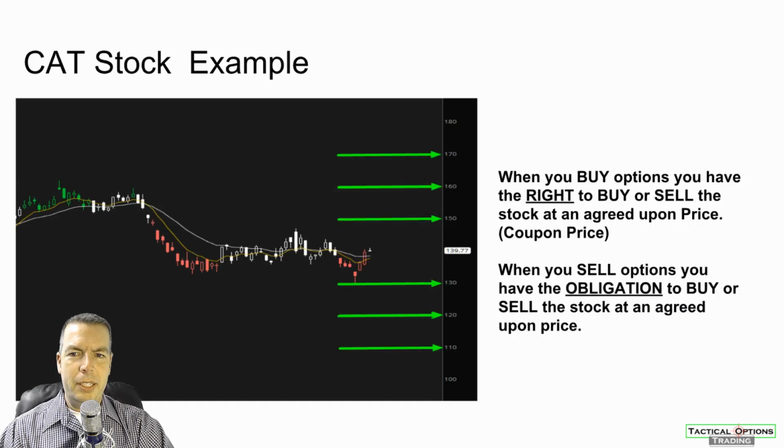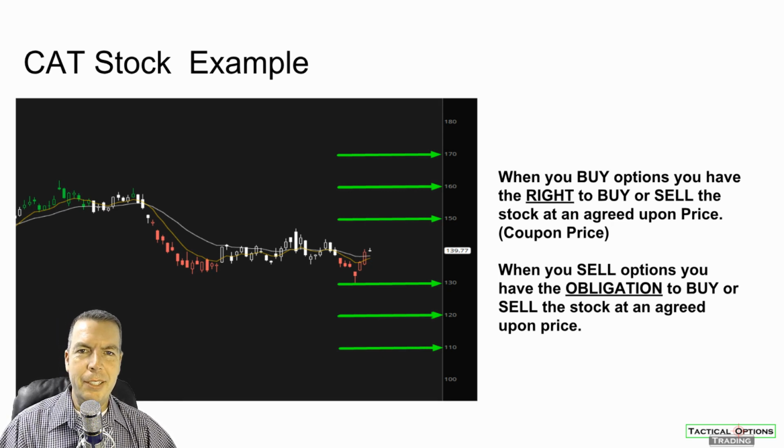Now if we take a look at the chart here of Caterpillar, you can see that those strike prices are basically just represented by prices in the stock, either at the market, above the market, or below the market. So let's talk about the differences of buying an option versus selling an option. When we use those strike prices, we can either be a seller of that option, or we can be a buyer of that option.